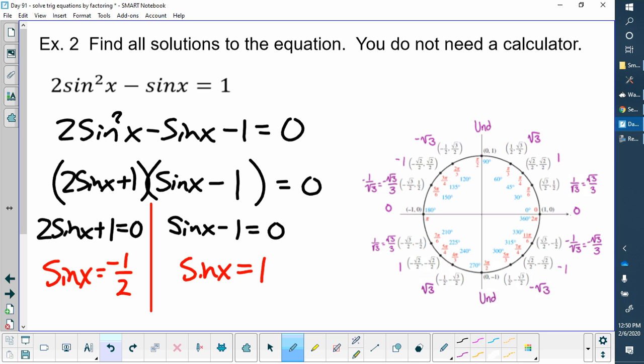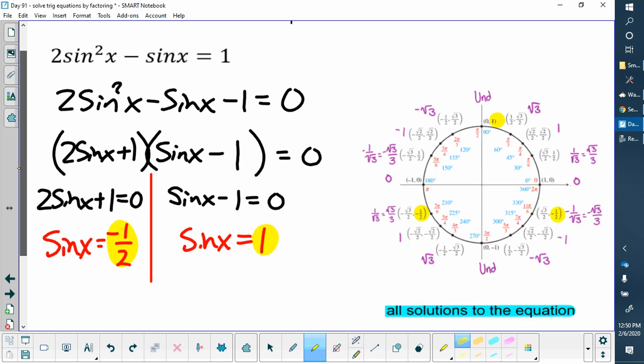Once I get to a point where it's just the trig name by itself, no squares, I'm on to the unit circle. You'll have to remember on the unit circle, the first coordinate's cosine, the second coordinate is sine, and the outer coordinate is tangent. And I am looking for positive 1 and negative 1/2 in the second coordinate. I notice positive 1, boom, right there. I notice negative 1/2. I've got 1 right here, and I've got 1 right here. So I have 3 separate answers.